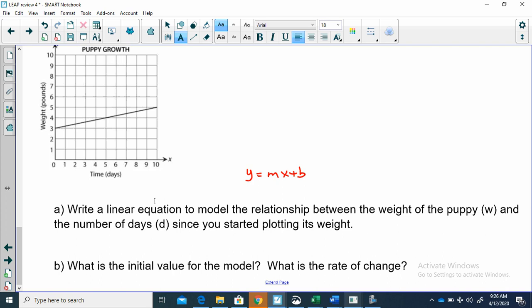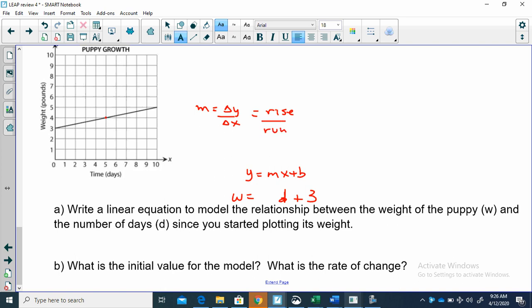Our Y is our weight in pounds. We call that W. Our X is time in days. We call that D. Now, we need our M and our B. Our B is where we start, our y-intercept. It's 3. Plug that in. We need our M, our rise over our run. We know M is change in Y over change in X. That's the same thing as rise over run.